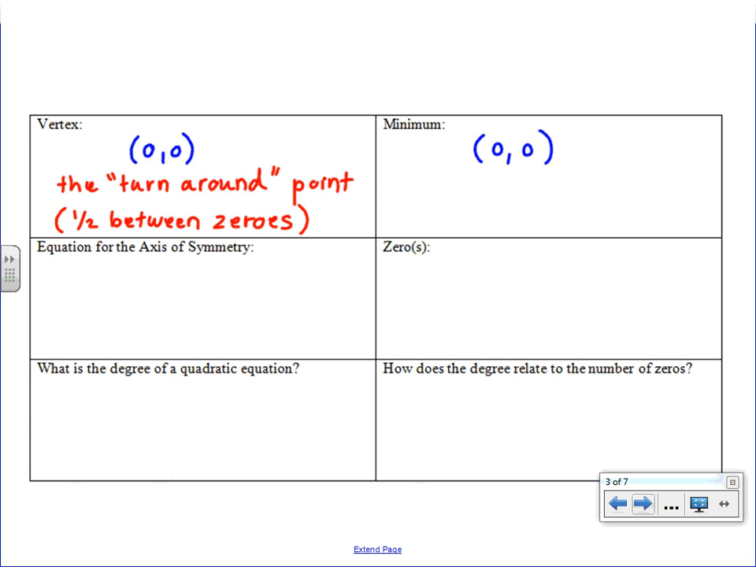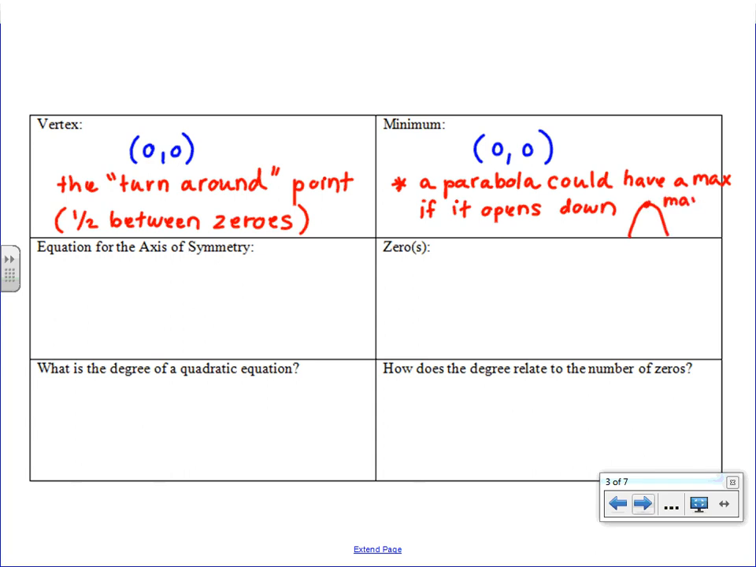I want you to note, though, that a parabola could have a maximum value if its direction was the other direction. So we'll write here, a parabola could have a max if it opens downward. So an example, this would then be a max, but it's still going to be the vertex. So regardless of where the vertex is and which direction the parabola opens, it's always going to be either a minimum or a maximum.